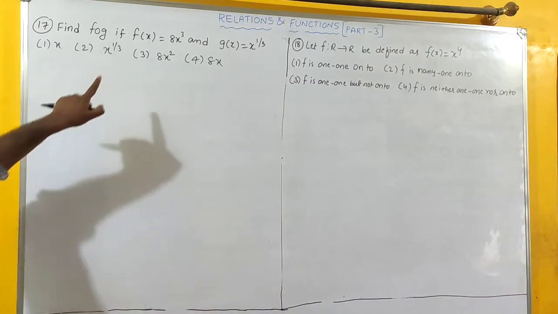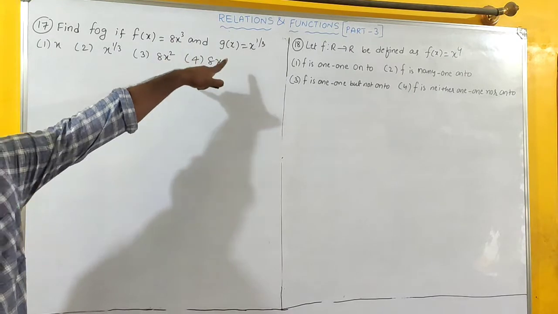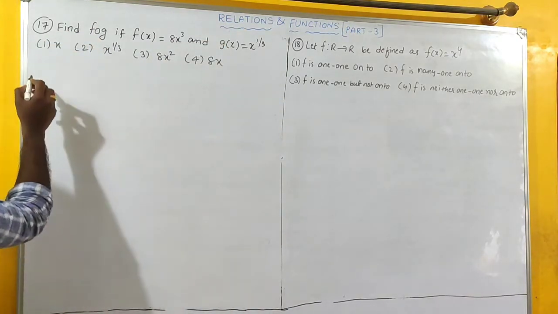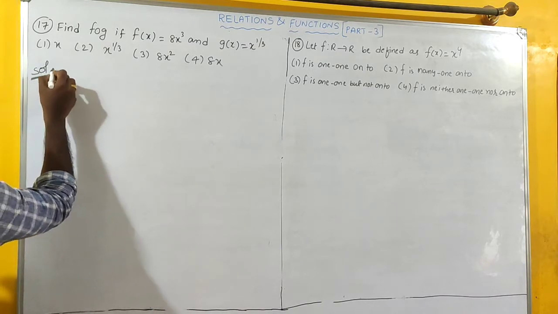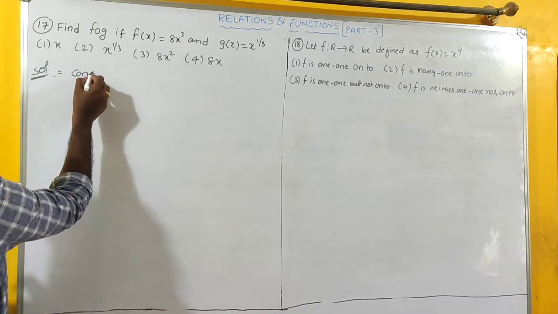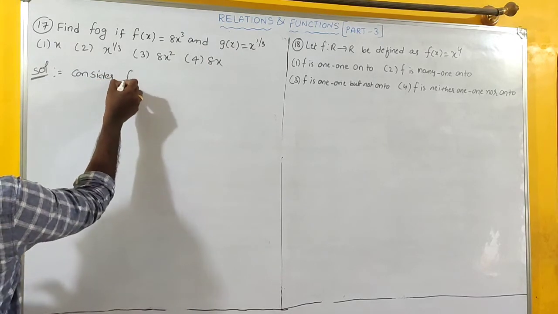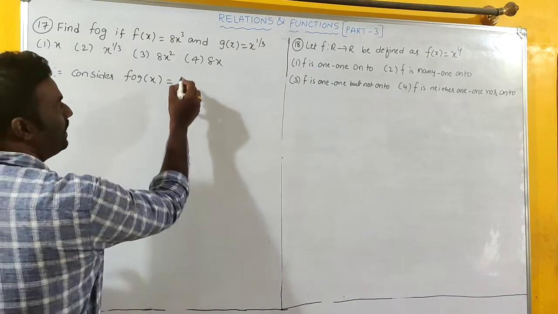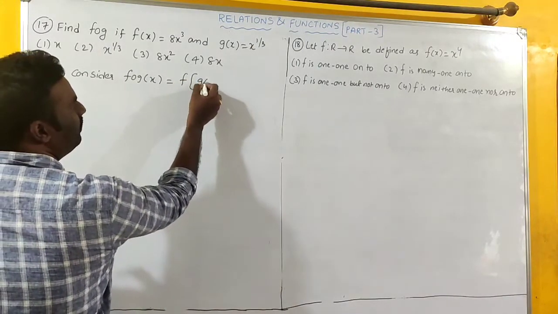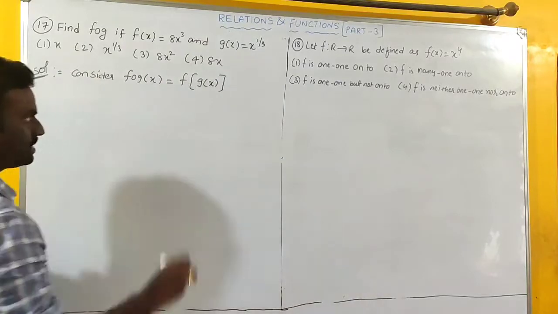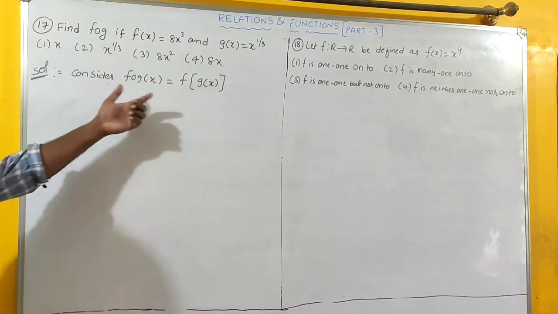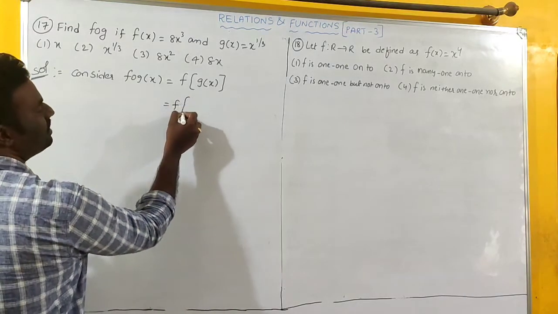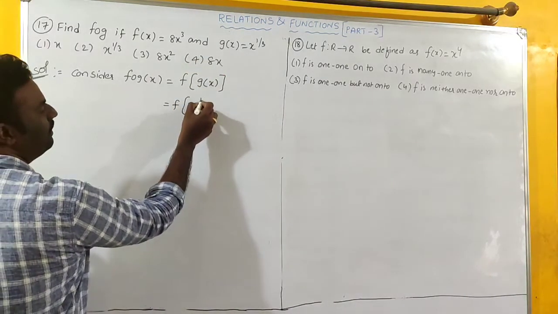Next question. f of x is given as 8x cube, g of x is given as x power 1 by 3. We need to find f circle g. Okay, it is already a PU question, a very easy question. Consider f circle g of x. It can be written as f of g of x. So by using the composition of functions definition, g of x we already know, x power 1 by 3.